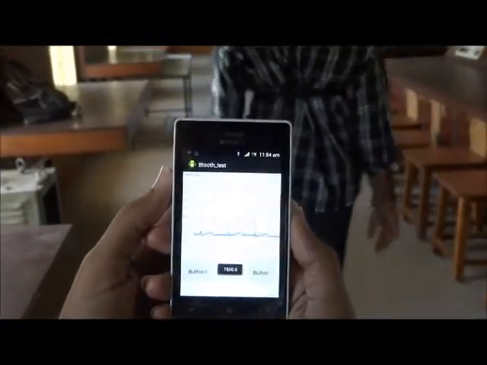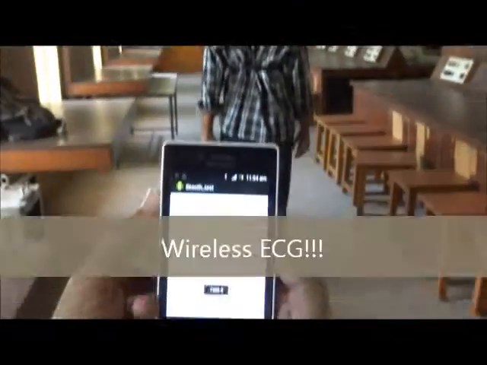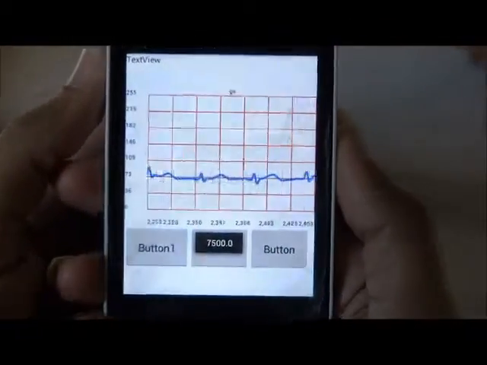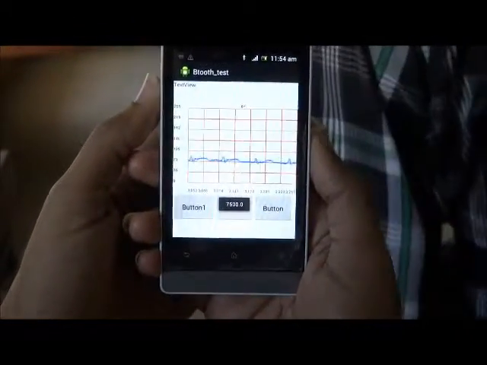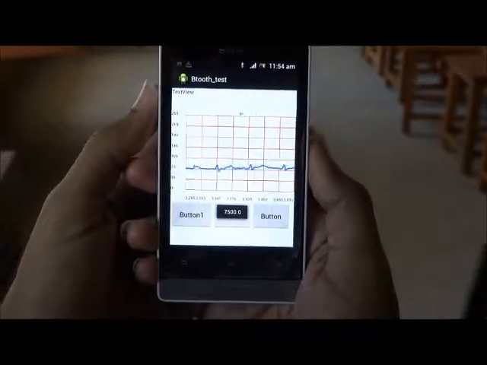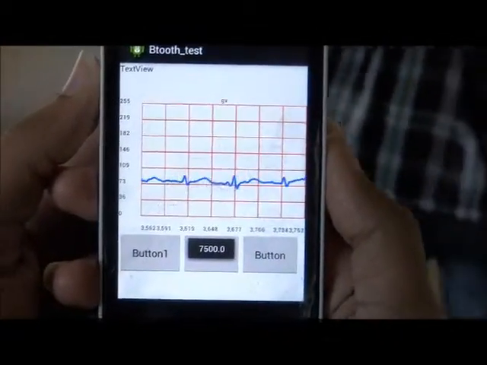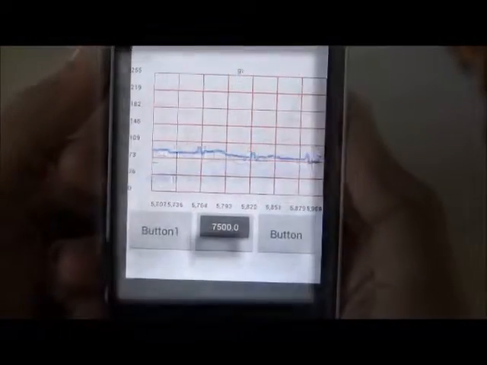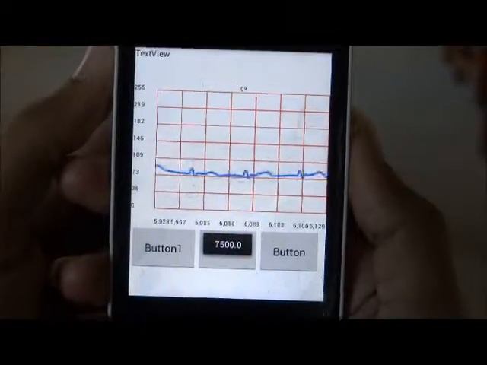As you can see, this is the wireless ECG graph as obtained on the Android application. The ECG graph is that of the person walking in the background. The graph is of normal sinus rhythm. You can see that the graph obtained is a very stable one and does not easily get affected due to the person moving around or other common actions.